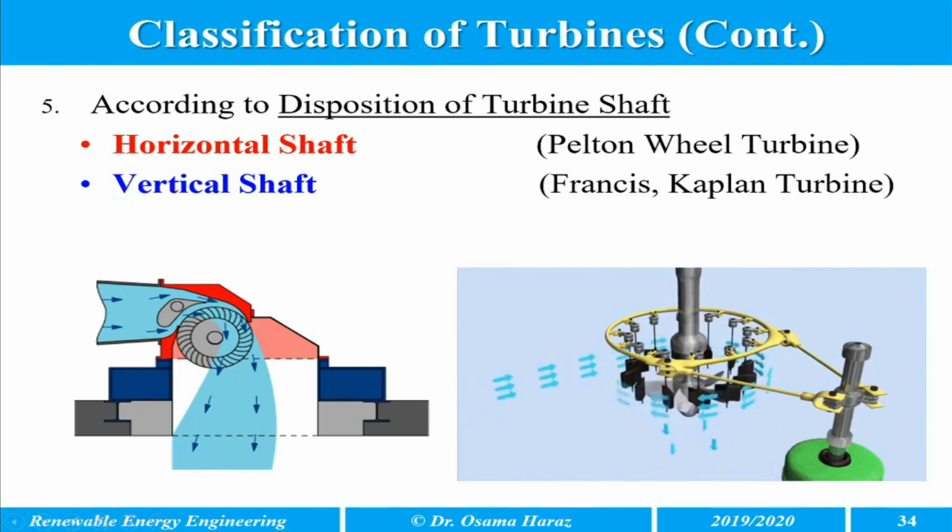So the last classification of turbine is according to the disposition of the turbine shaft. This is the position of the turbine shaft. In Pelton wheel, the turbine shaft is horizontal, like here. But in Kaplan and Francis, the turbine shaft is vertical in both.